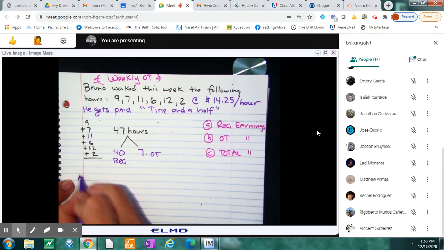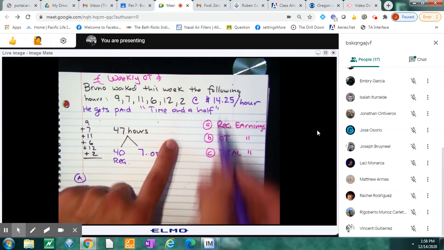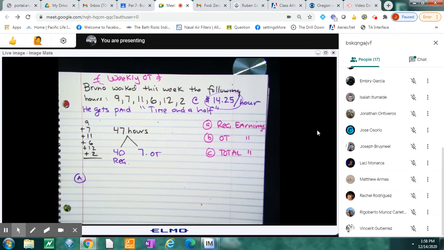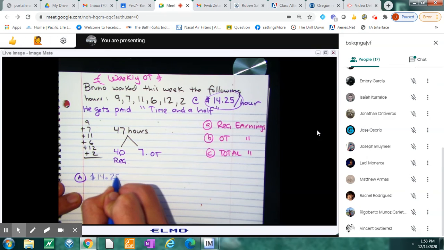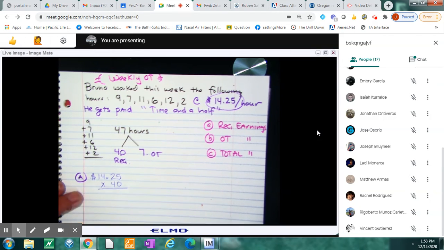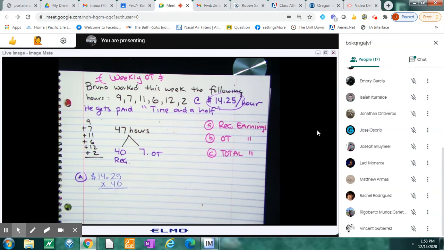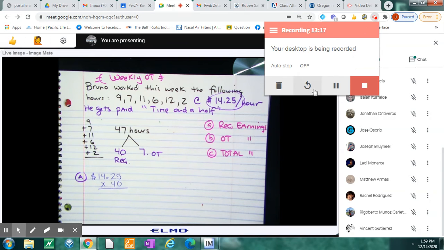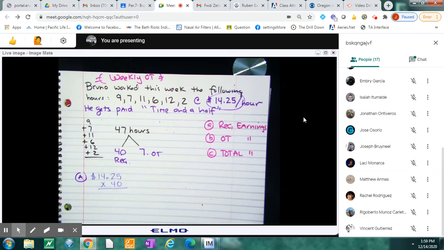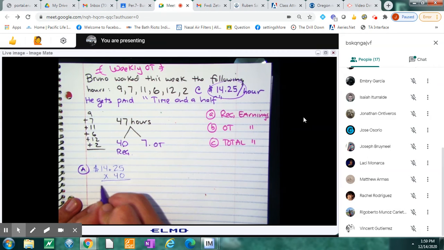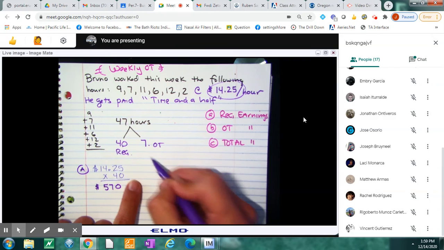Okay. A, regulars. Regulars right here, 40 hours at $14.25 per hour. So 14.25 times 40 hours. So again, use your calculator. 14.25 times 40. It's a lot. Ooh, $570. Remember, all this is before taxes. Okay. Now, that's this part.